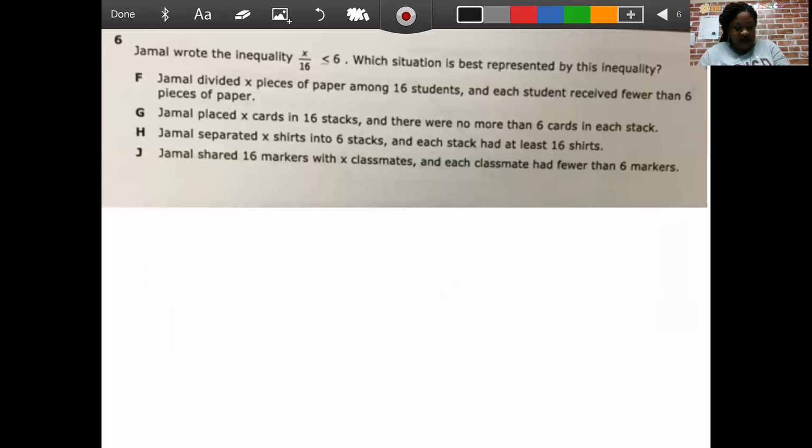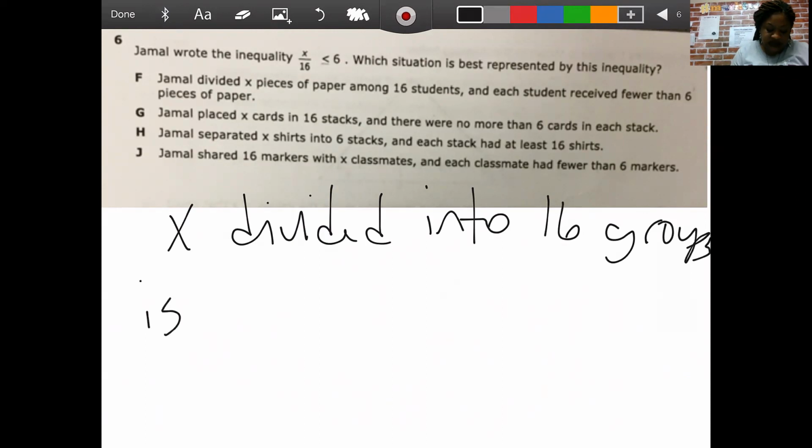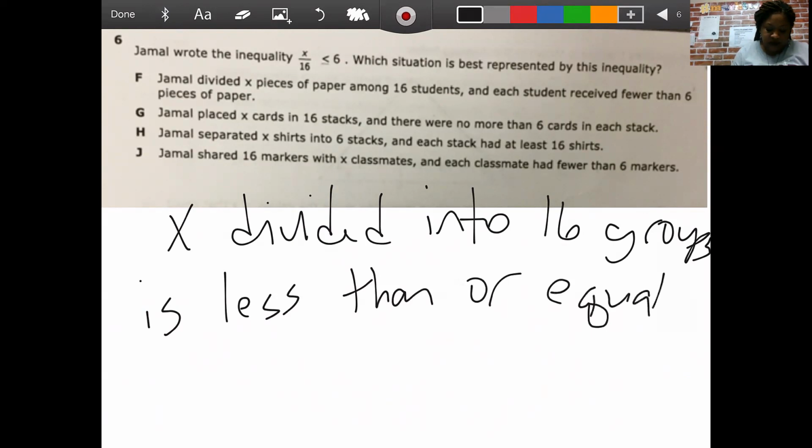Number 6, x over 16, that's division, that's a fraction, is less than or equal to 6. So this is the way that I would do it. I would say X divided into 16 groups is less than or equal to 6, okay?